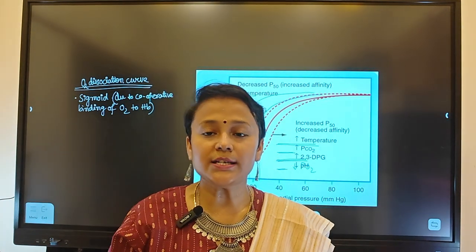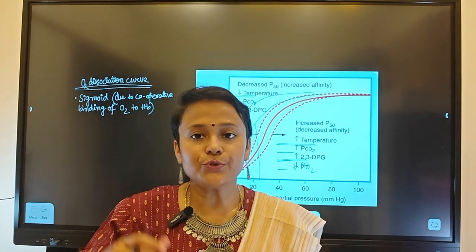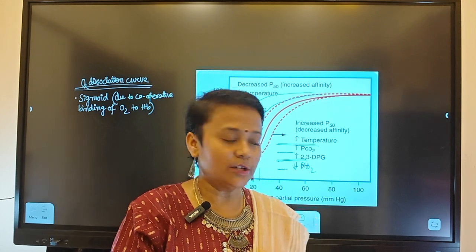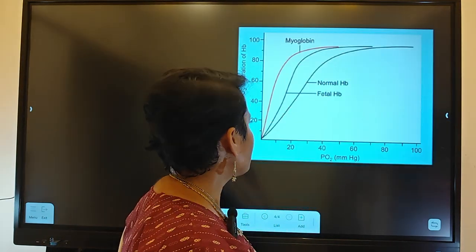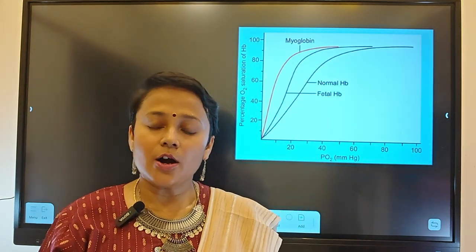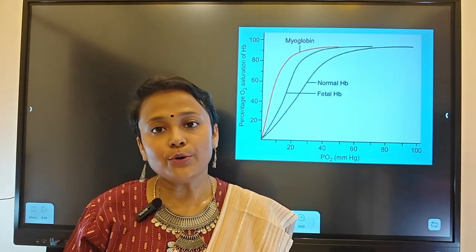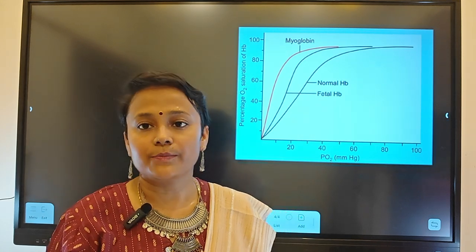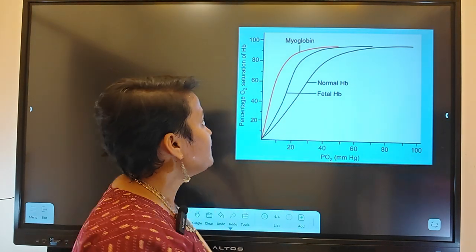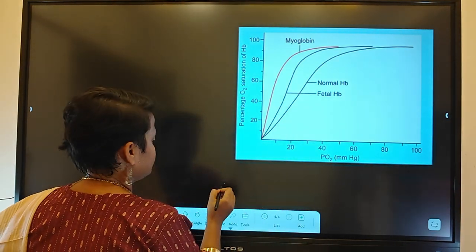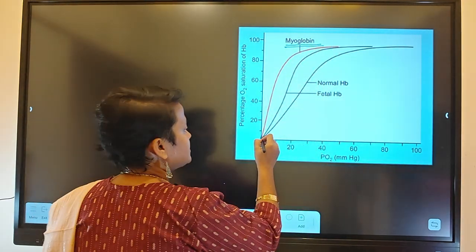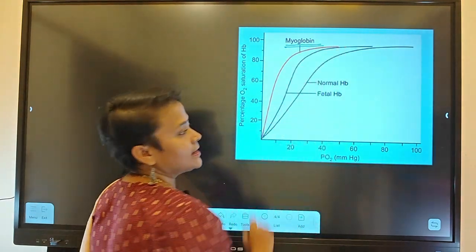Okay, so tissue conditions will make the curve shift to the right side, and lung conditions make the curve shift to the left side. Now another important piece of information I want to tell you is what the curve will be for myoglobin, fetal hemoglobin and normal hemoglobin. I told you that a sigmoid curve means cooperative binding, but for myoglobin, if you see here, the graph is straight, it is not sigmoid, the red color graph.